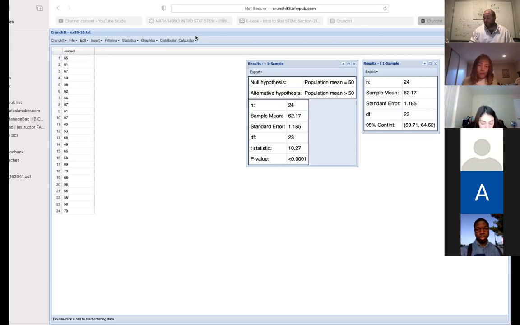Which test do we use here? Is it the T interval? This isn't an interval anymore. This is now a test. Oh, T test. Our T test.